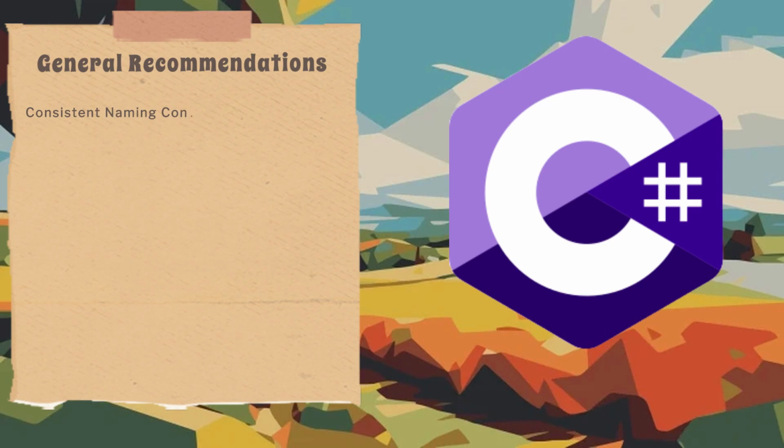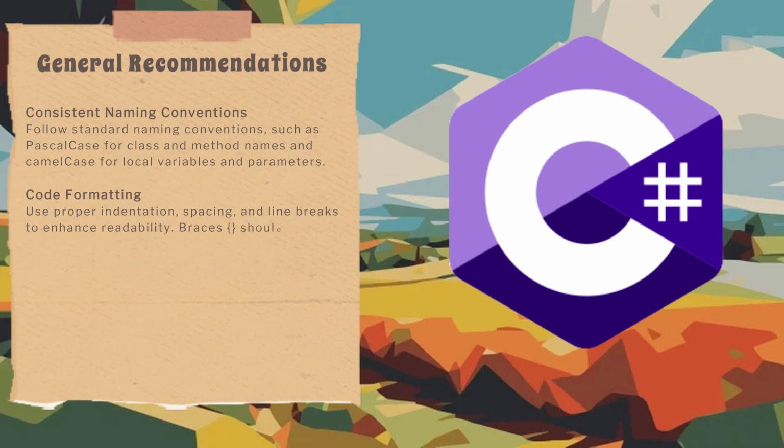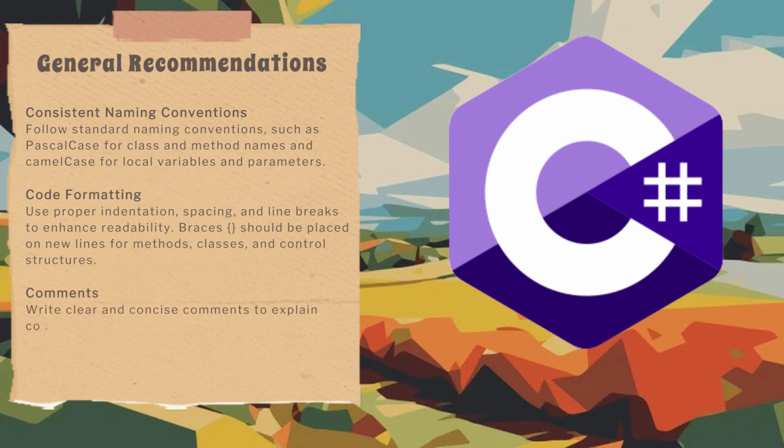Follow standard naming conventions, such as Pascal case for class and method names and camel case for local variables and parameters. Use proper indentation, spacing, and line breaks to enhance readability. Braces should be placed on new lines for methods, classes, and control structures. Write clear and concise comments to explain complex logic or important decisions in the code, but avoid excessive or redundant commenting.